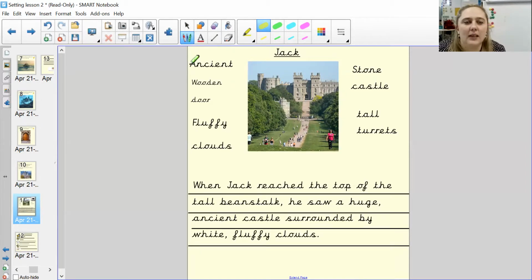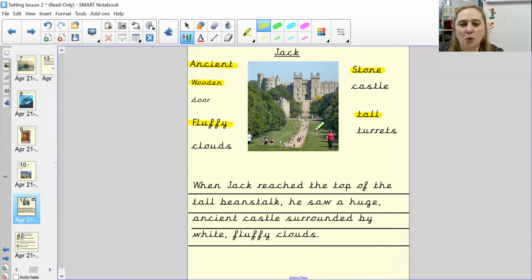And I have used the word ancient to describe the castle. I've used the word stone to describe the castle, so stone castle. I've used the word tall as my adjective to describe the turrets. I've used wooden to describe the door, and I know there aren't any clouds in this picture, but I've used the word fluffy to describe the clouds. You could also use luscious and green. Isn't luscious such a fantastic adjective?